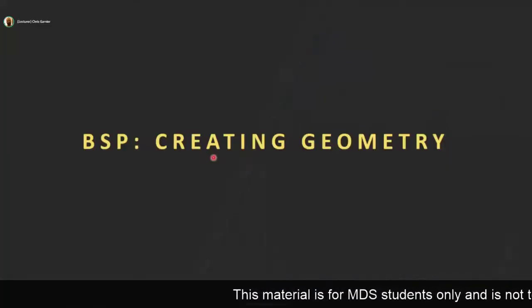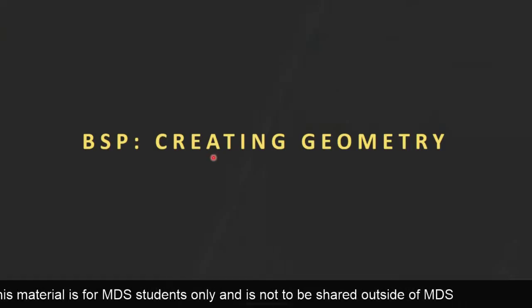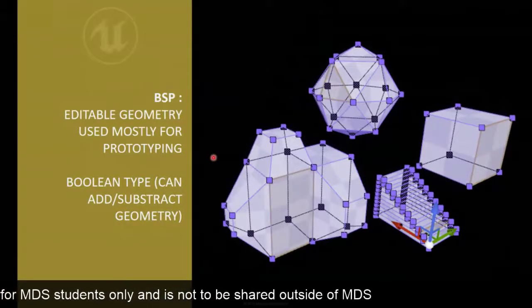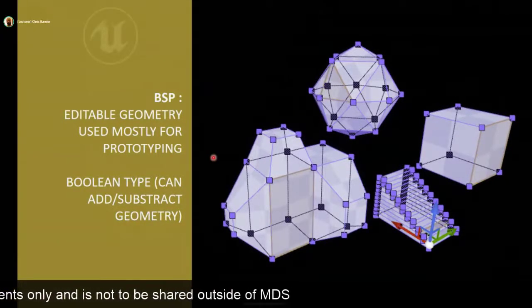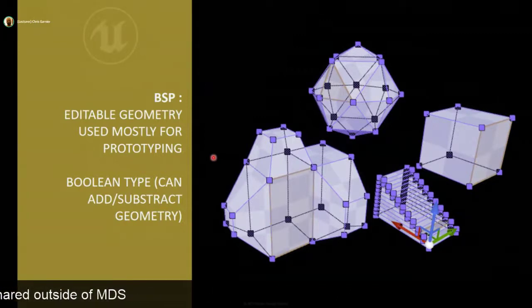Now let's look at what else we can do. The first thing I want to show you guys is what we call BSP. It's basically a geometry format in the editor that lets you create basic primitives, basic shapes that you can then edit and manipulate.